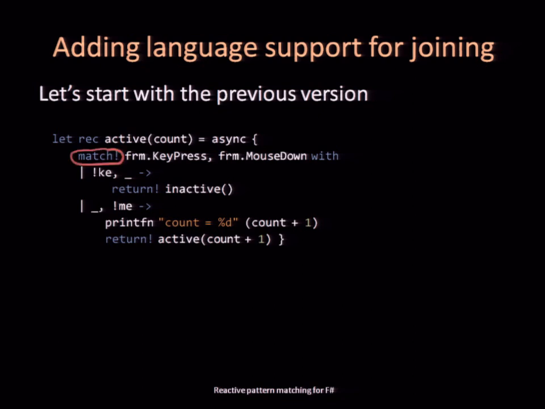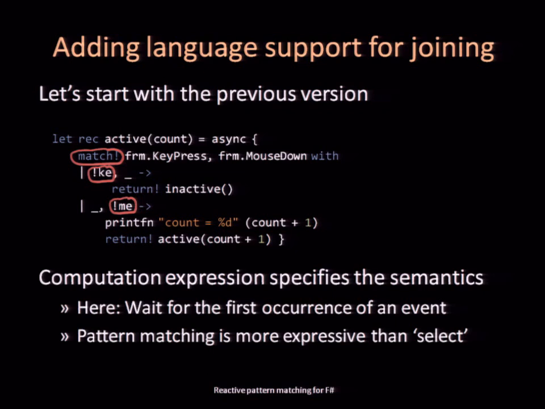So the bang key E, that means I want to wait for the occurrence of the event, and underscore means I don't care about whether the event occurred or not. So if we get key press event, then the first pattern is matched because we got some value from the key press, and we don't care whether mouse down occurred or not.